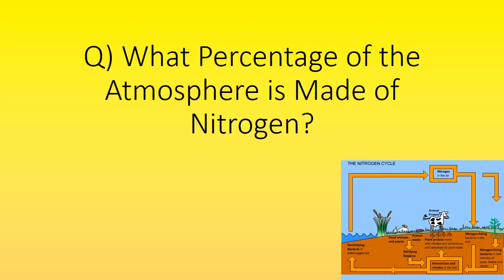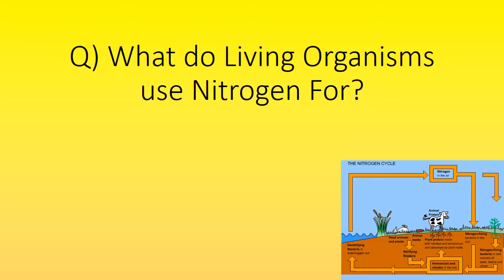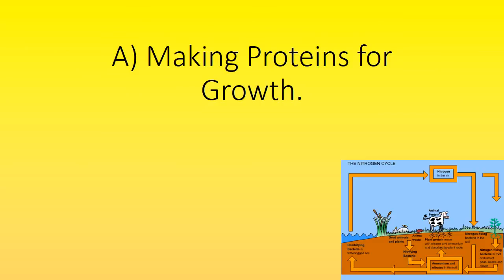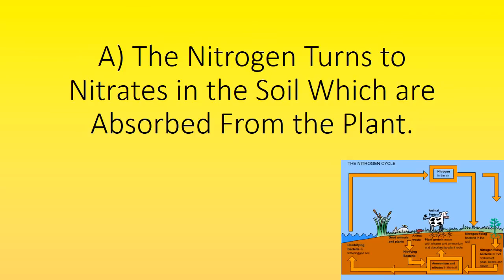What percentage of the atmosphere is made of nitrogen? 78%. What do living organisms use nitrogen for? Making proteins for growth. How do plants obtain nitrogen? The nitrogen turns to nitrates in the soil, which are absorbed by the plant.